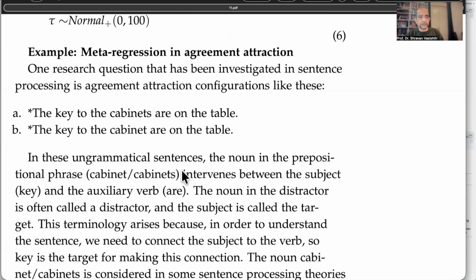It's a very famous observation going back to the 1960s or 70s that when people read or hear sentences like "the key to the cabinets are on the table," they think that the sentence is fine, even though the sentence is "the key are on the table." It's an ungrammatical sentence, but people think that it's fine.